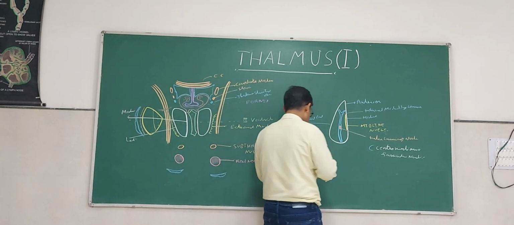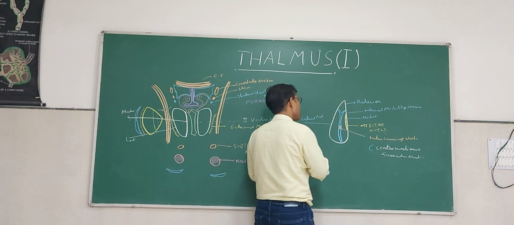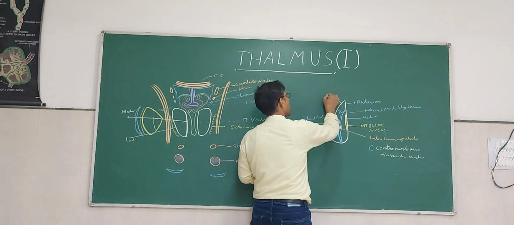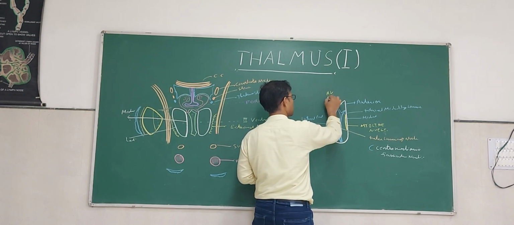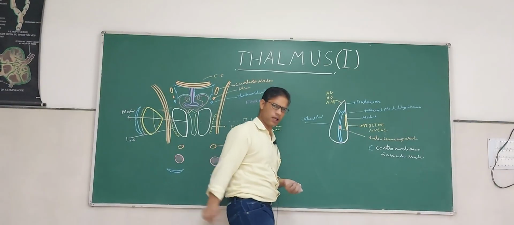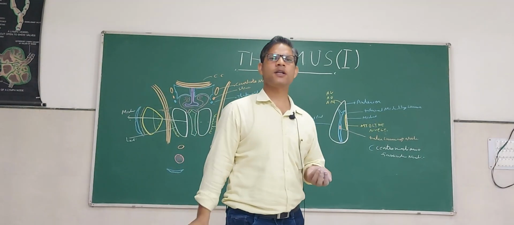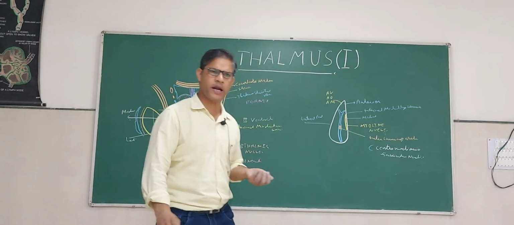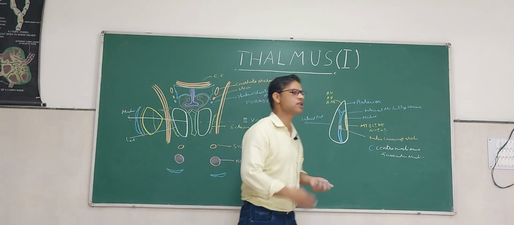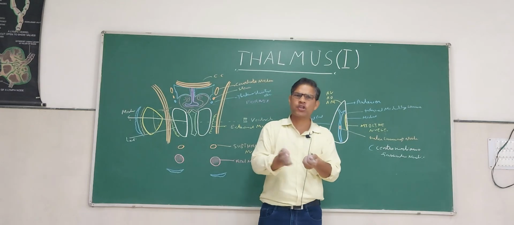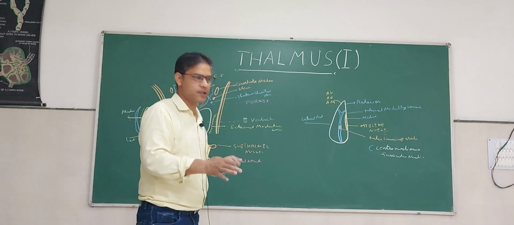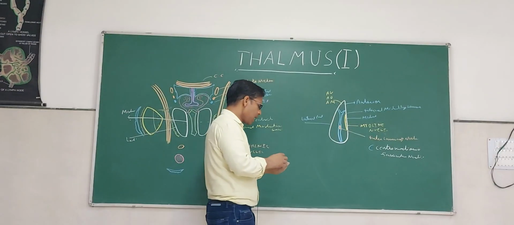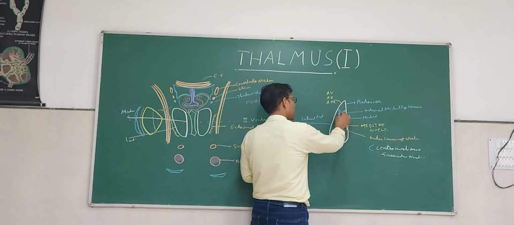Now the anterior group is further divided into AV, AD and AM: anterior ventral, anterior dorsal, and anterior medial groups of nuclei. A nucleus is a collection of the cell bodies of neurons within the central nervous system. So this is the whole gray mass. Now, further division of the lateral group.